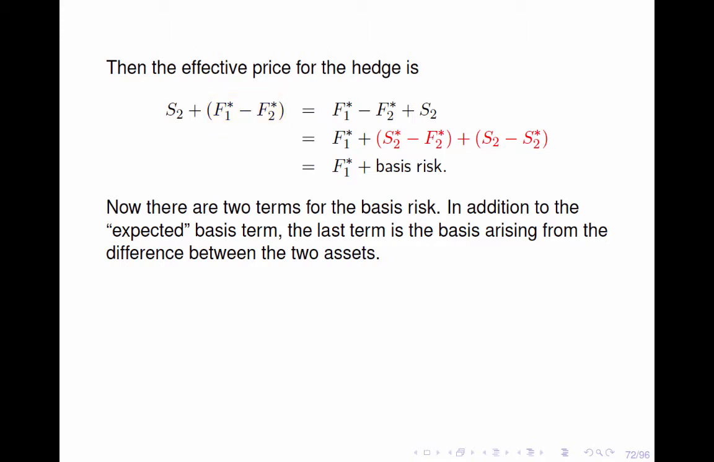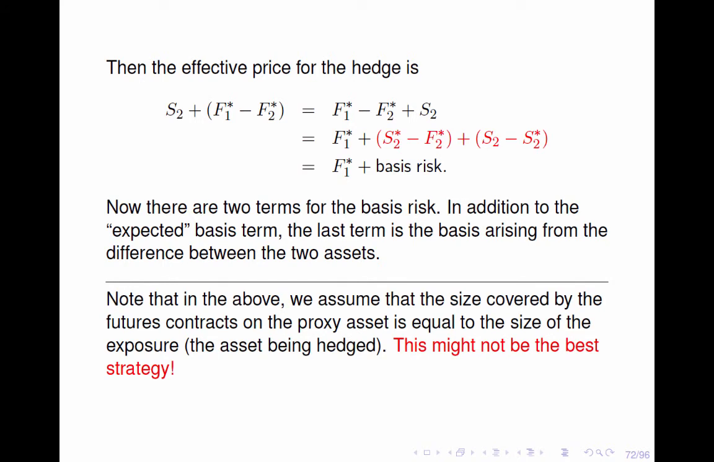After some simple algebraic manipulation, this expression can be written as F1 star plus the basis risk, where this basis risk consists of two terms: the basis of the proxy asset at time t2 plus an additional term that represents the basis arising from the difference between the two assets.